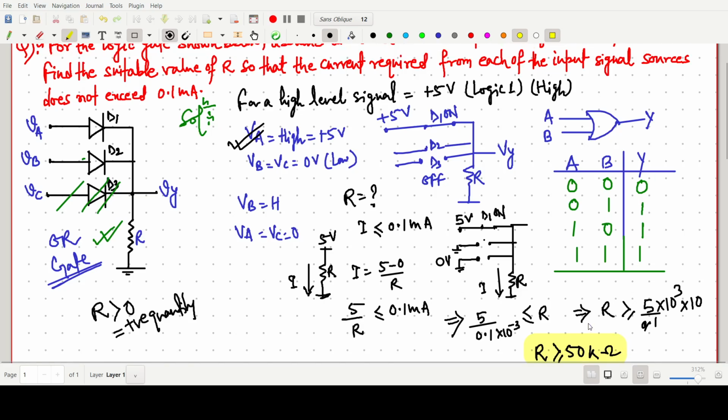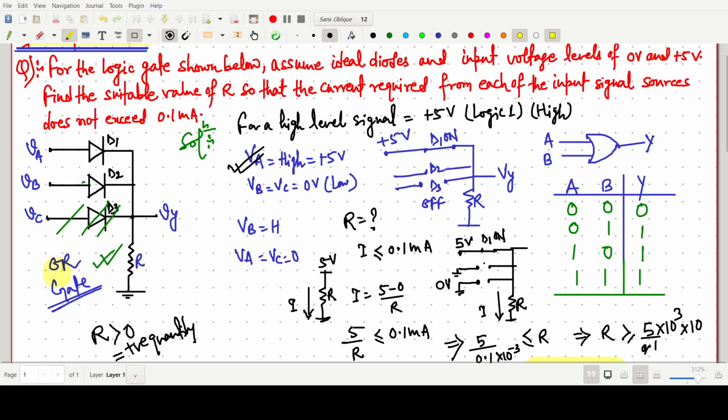So first we identified which gate this one is: an OR gate, because if any one of the inputs is high, the output is high, and when both inputs are 0 the output is 0. In the same way with 3 inputs, no need to worry; using 2 inputs also, if any one of the inputs is high, the 5 volt will come here. So here I simplified this: this one is 5 volt, this one grounded. So the I current will be higher potential minus lower potential by R.